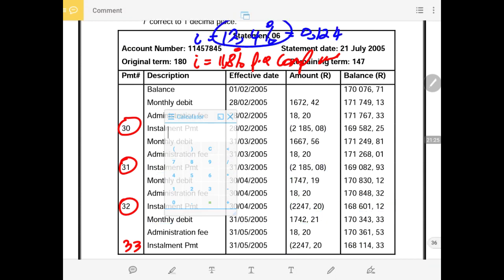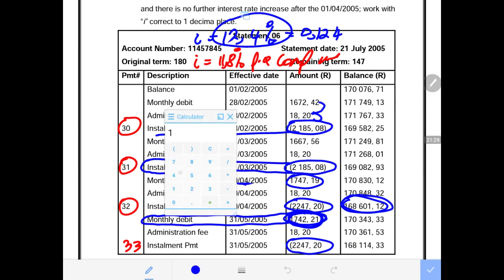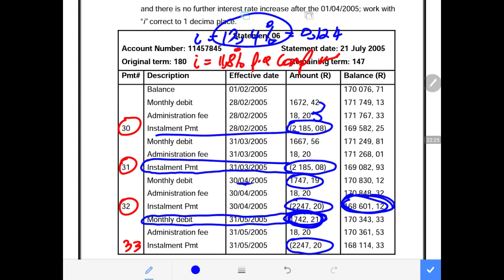And again, in order for them to calculate this interest of 12.4%, if we say 1,742.21 divided by the closing balance of the previous month, which is the opening balance of the current month, 168,601.12, times by 12, then we times this by 100, we get 12.3, which should be 12.4. I don't know what mistake I've done. Let me make sure that we have exactly the same figure. 1,742.21 divided by 168,601.12, times by 12, times by 100. Yes, we get 12.4%. I must have missed one rounding off. So the interest is 12.4% throughout, from now going forward.